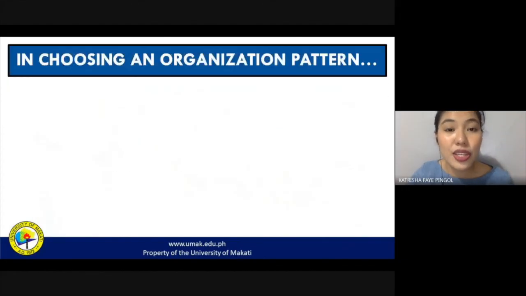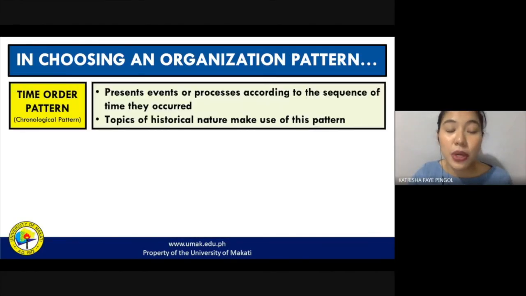In choosing an organizational pattern, we have 3 major ones. There's a time order pattern, or what we refer to as a chronological pattern, wherein you present the information based on the time wherein they happen. So which should go first, which should go next, which should go third, and so on and so forth. More often than not, topics of historical nature make use of this pattern. So it depends on the time wherein it happened.